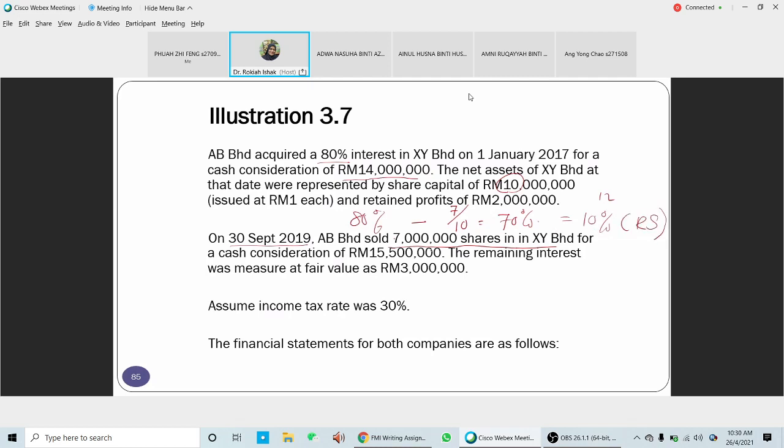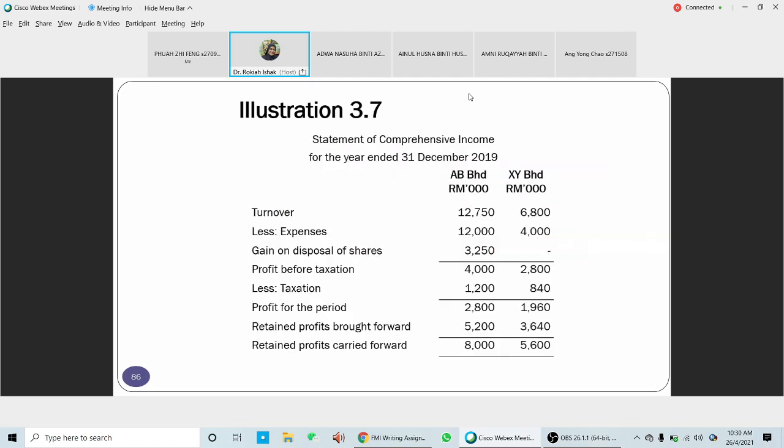Okay, remaining stake. For the cash consideration of 15.5 million, you receive that one. The remaining interest was measured at fair value of 3 million. So this 10% was measured at 3 million. Okay, so this is what we have. You sold 70%. So focus on this one. Gain on the disposal. Later on, we're going to make the adjustment to this one. Profit for the year, and also the RE brought forward. So this is the gain, and then RE and also the profit.